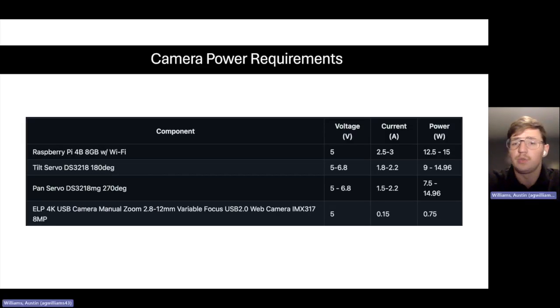And this table here shows the power requirements for the camera subsystem. As stated, it was all 5 volts. And you can take a look at the total wattages and the currents that we're going to be seeing in this system.